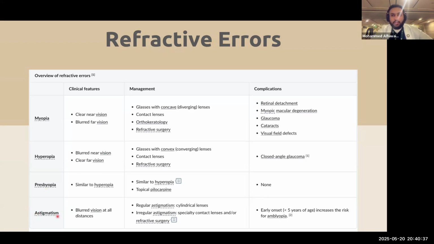Astigmatism is a completely other pathology. It's because of abnormal curvature of the cornea. In this case, we treat it with cylindrical lenses. These are the refractive errors, and I want you to remember each one and how we treat it. This is in physiology and somewhat in clinical.